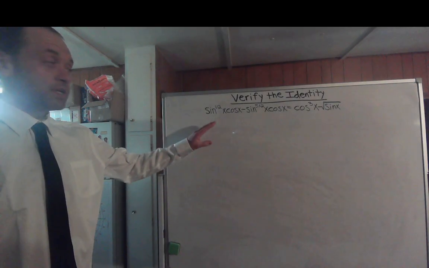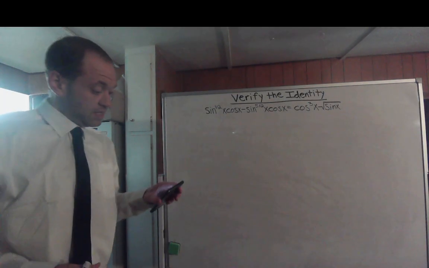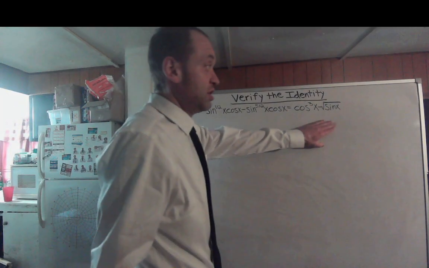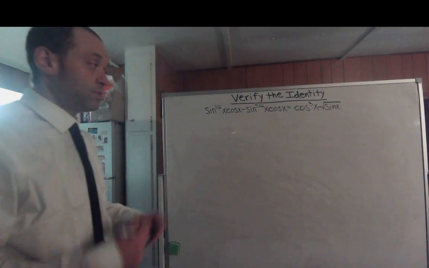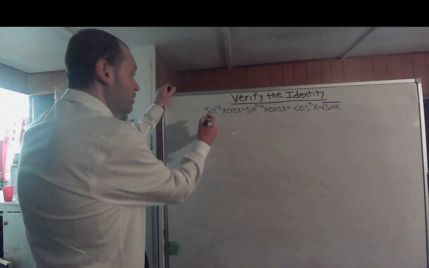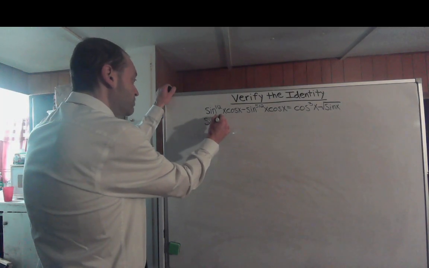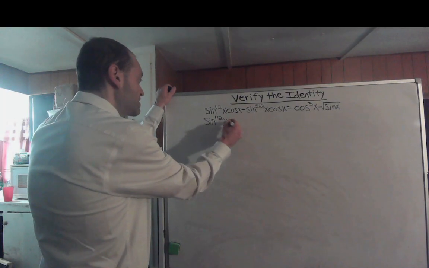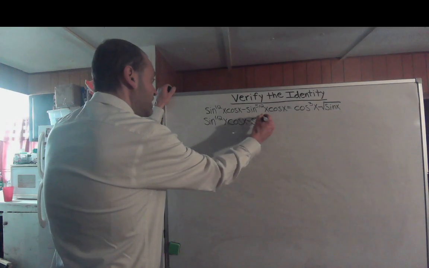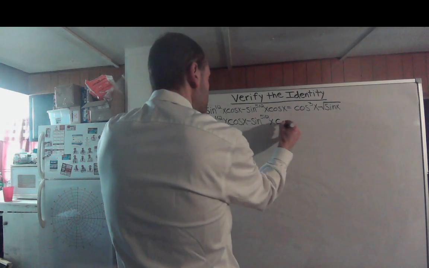And for the first one here you have the sine of 1/2 x cosine of x minus sine 5/2 of x cosine of x equals the cosine cubed of x times the square root of sine of x. Okay, so if we remember, whenever verifying an identity, write out the left hand side again. So that's going to be the sine of 1/2 x cosine of x minus the sine of 5/2 x cosine of x.